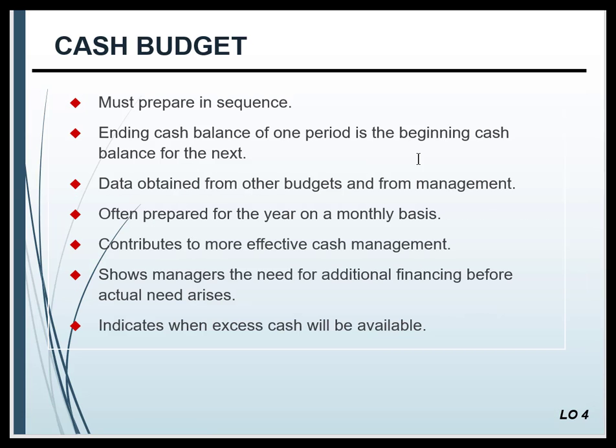So we have to prepare this in sequence, right? We need to know the ending cash balance for one period. That's the beginning cash balance of the next period. We're going to gather information from other budgets. Sometimes it's prepared for the year on a monthly basis, right? Or it could be quarterly. However we want to segment these time periods, that's how we're going to choose that.